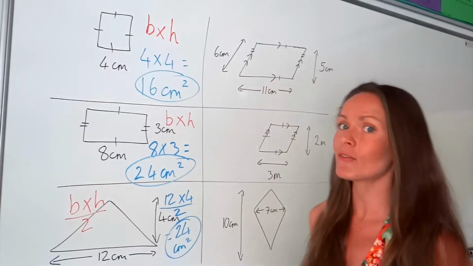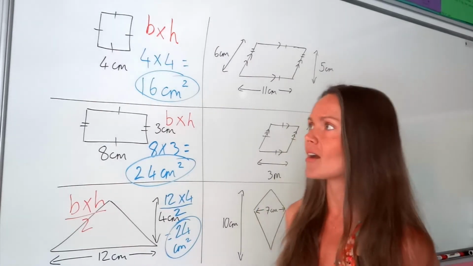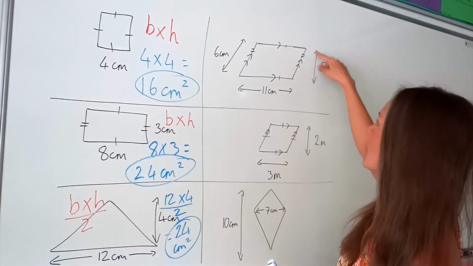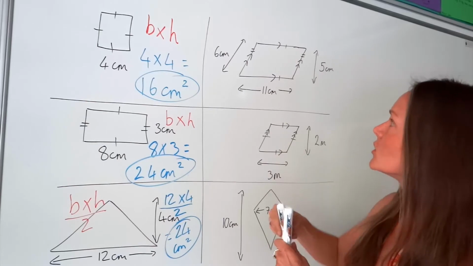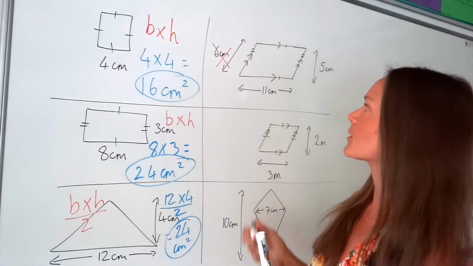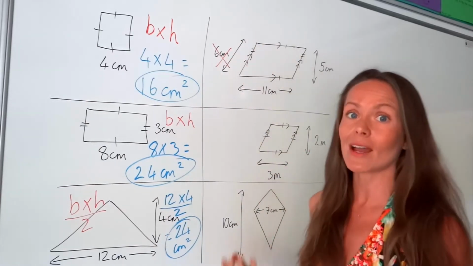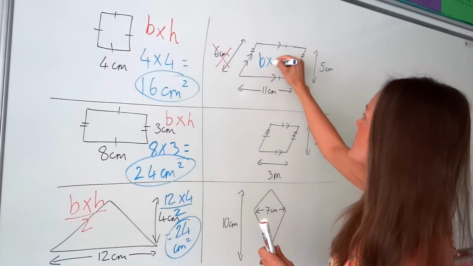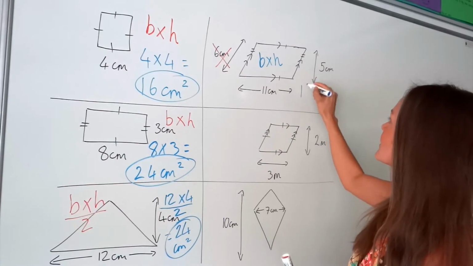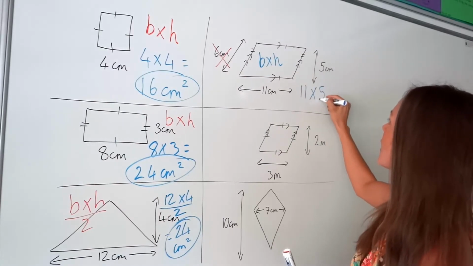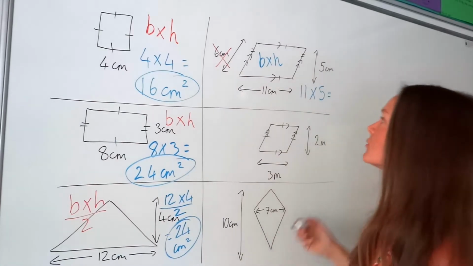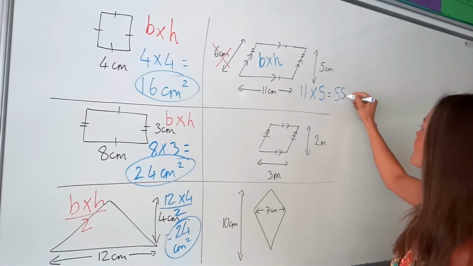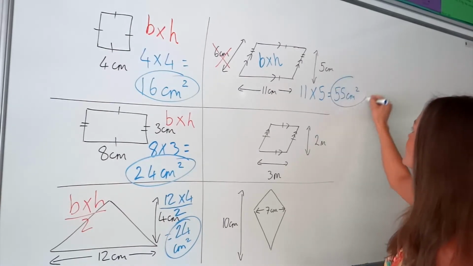And the height, you have to make sure it's the perpendicular height. So this is the perpendicular height. In fact, we don't need that length there of the diagonal when we're calculating the area of a parallelogram. So we're doing base times height again. It's just 11 multiplied by 5, which is 55. Not forgetting the units, centimeters squared.